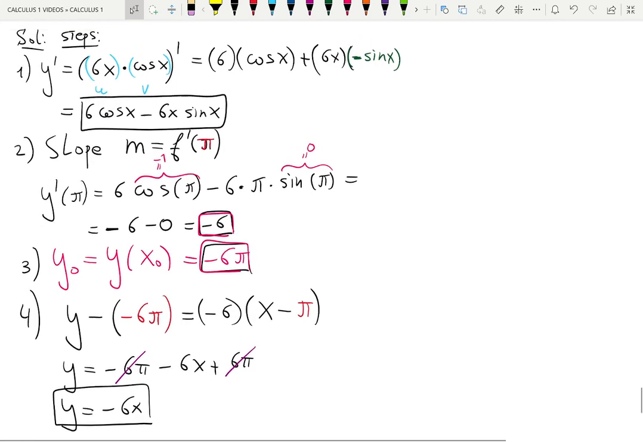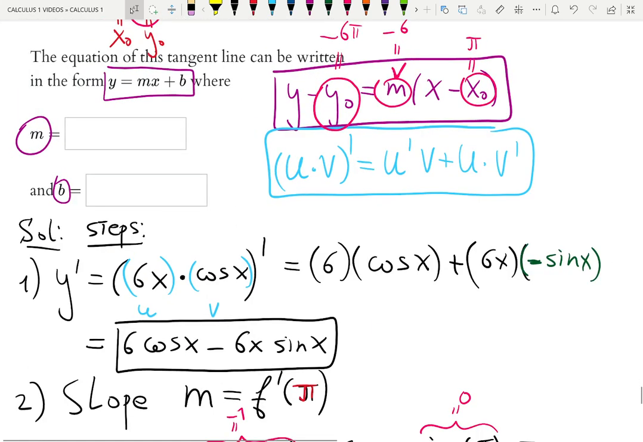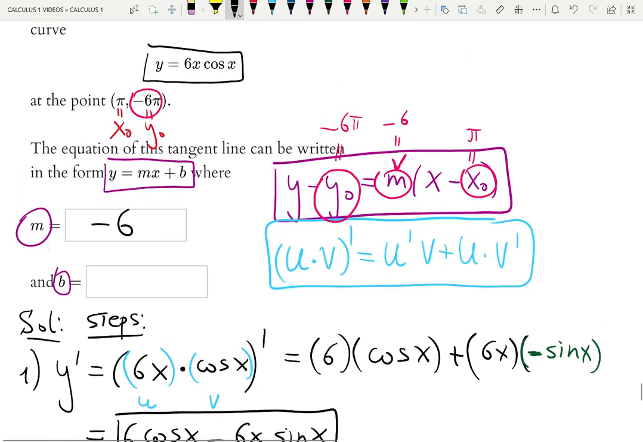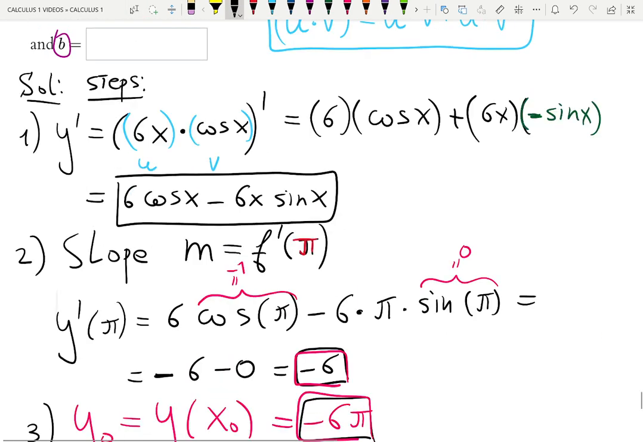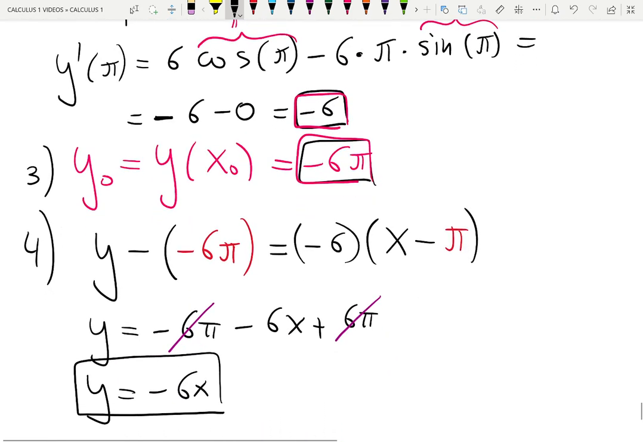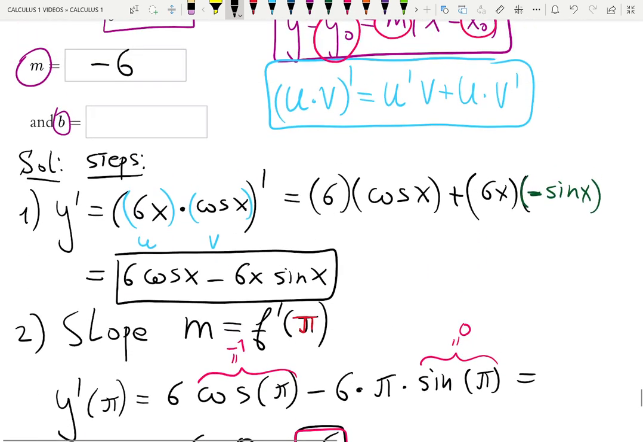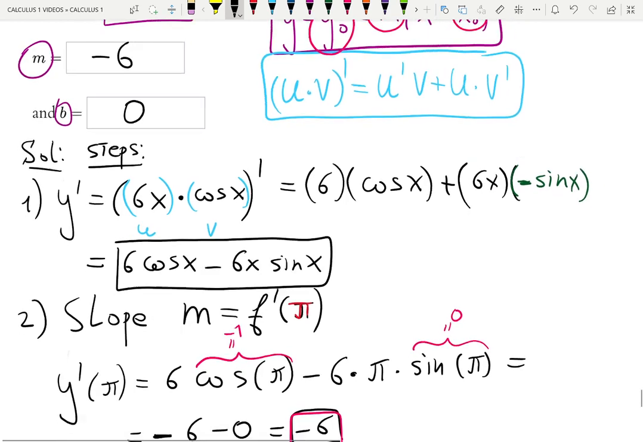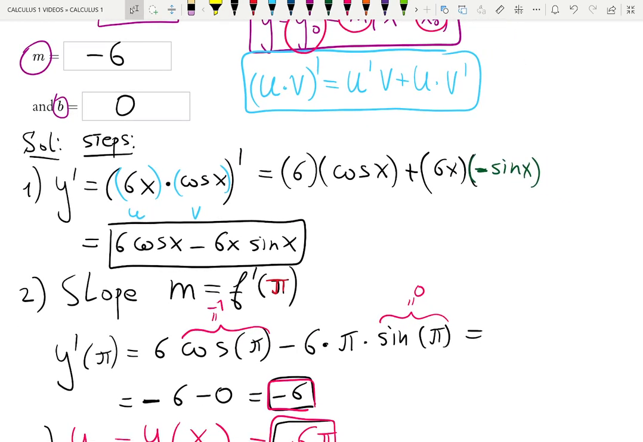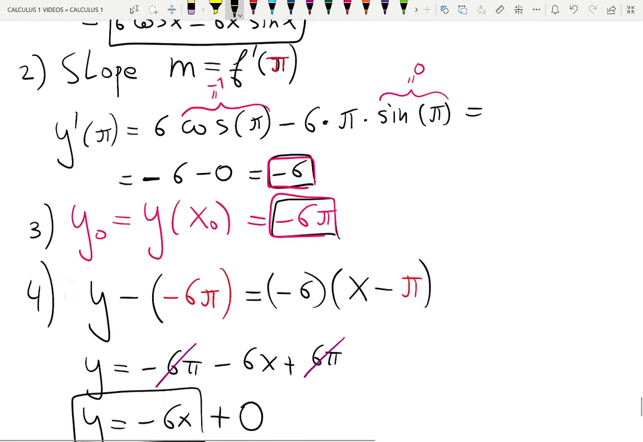But they do ask us to tell what the slope is and what b is. The slope we found was negative 6. That is good. How about b? B is the shift we have here, the vertical shift. Well, we're adding 0, don't we? So the answer for b will be 0. And that's how you know that the tangent line is decreasing, because the slope is negative. That means if you're hiking a mountain, you're going downhill. And it's not shifted at all. The vertical shift is 0.